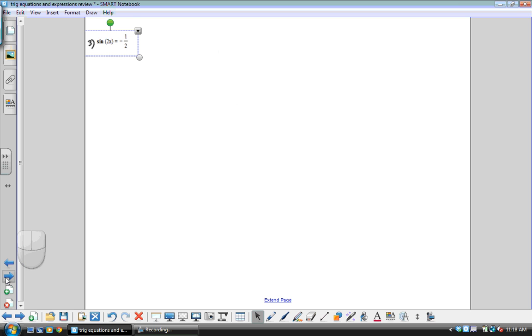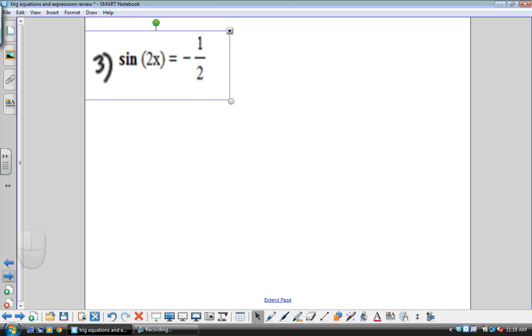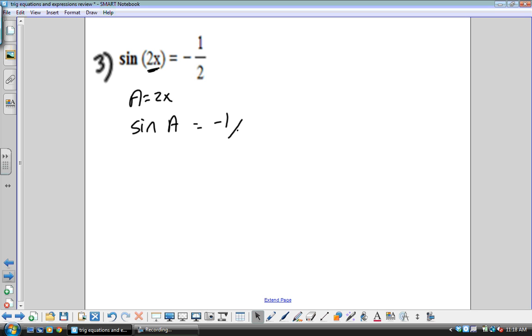Okay, number 3. Now, on 3, 4, and 5, I believe here, what we get on these is we have a coefficient. We have the 2x. So what we need to do with that here is use our general forms of our answers because we have that coefficient. So let's substitute here a for 2x. So we get sine of a equals -1/2.